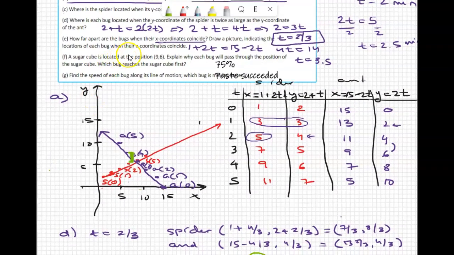Alright, let's look at F. A sugar cube is located at the position 9, 6. Explain why each bug would pass through the position of the sugar cube. Which bug reaches the sugar cube first?